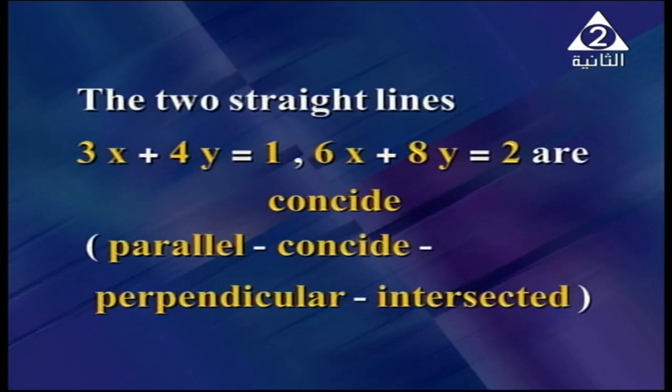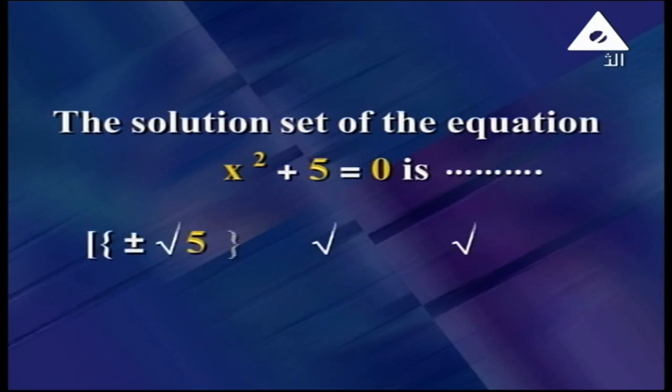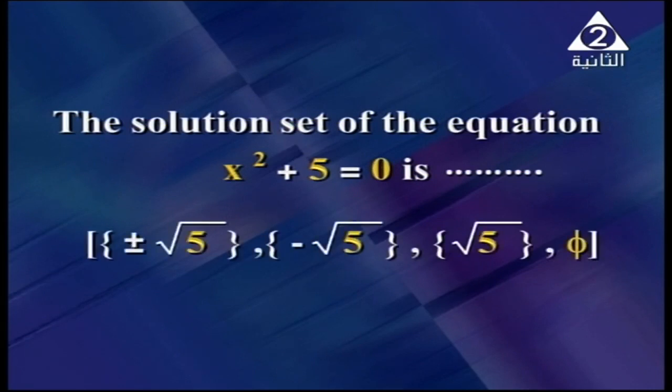Another example: the solution set of the equation x squared plus 5 equals 0 is what? Is it positive or negative root 5, or negative root 5, or root 5, or phi? You are going to notice that x squared will be negative 5, so we cannot find the solution set, so it is phi. In this case, we can say that the solution set is phi.